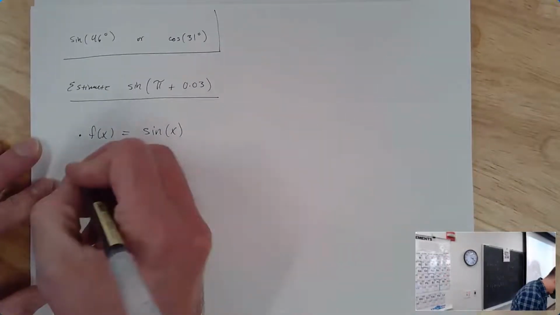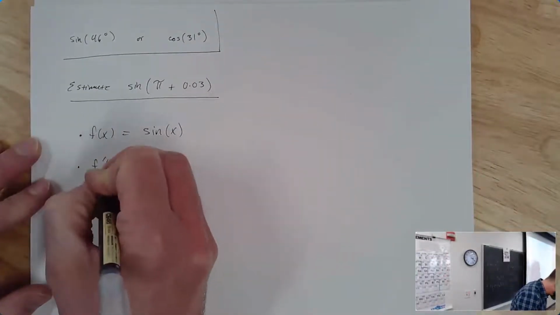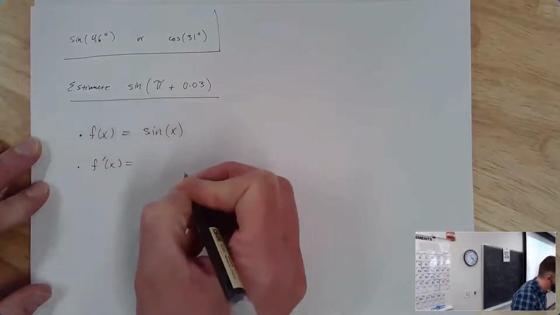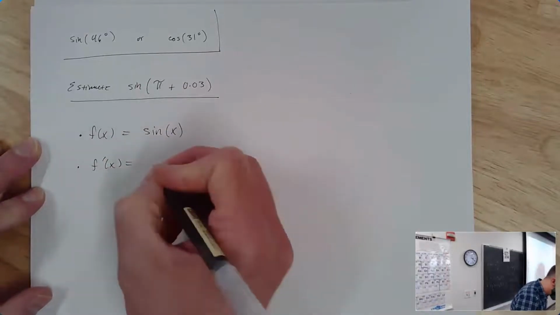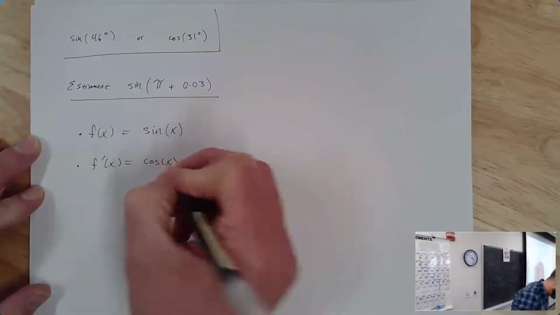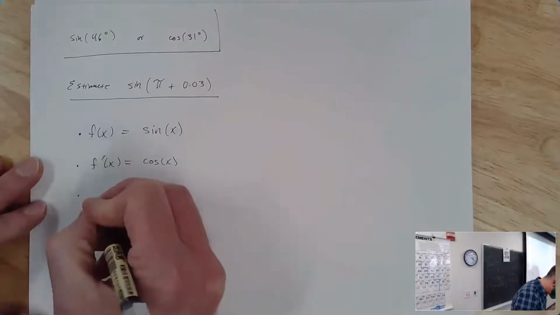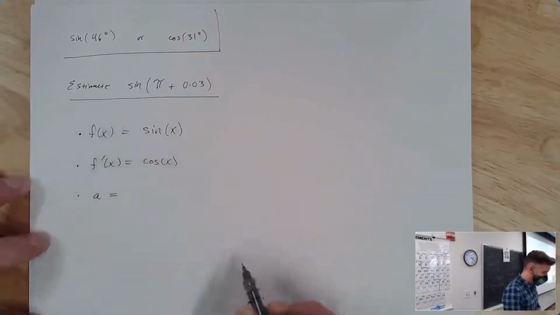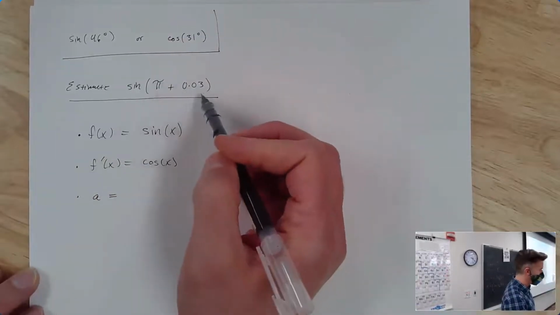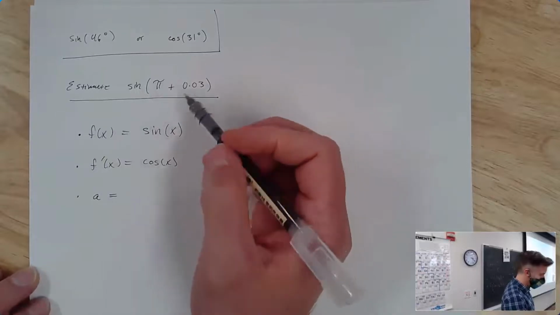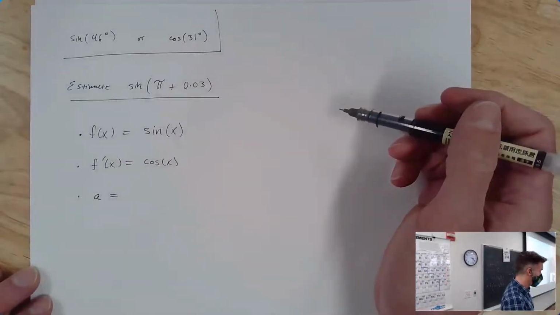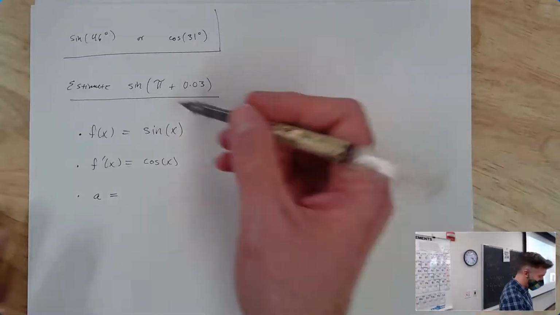And we might as well write the derivative, and everybody should be able to tell me what's the derivative of sine. Thank you. Right? And then they've tried to make it obvious here. What's a very, very easy value that's close to pi plus 0.03 that's easy to take sine or cosine of? Pi, right?